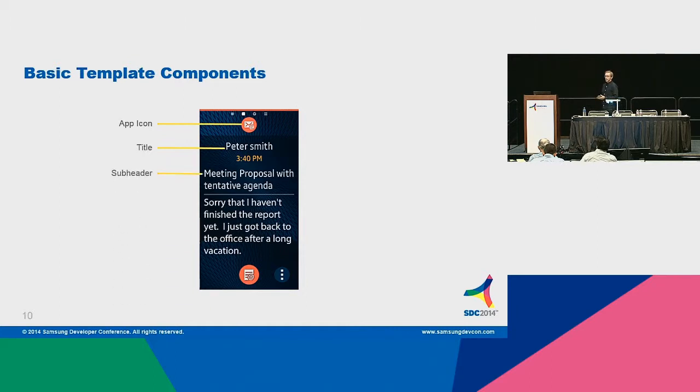Next, a lot of our templates have subheaders. This is optional, by the way. If you don't want to use the subheader, you don't have to. But the subheader is a way for you to give some more context to your rich notifications. So in this case, if it's a message, it's the subject of that message. Then we have the body. This is where you put the meat of the content for your notification. And then we have the primary and the secondary actions that we already talked about.